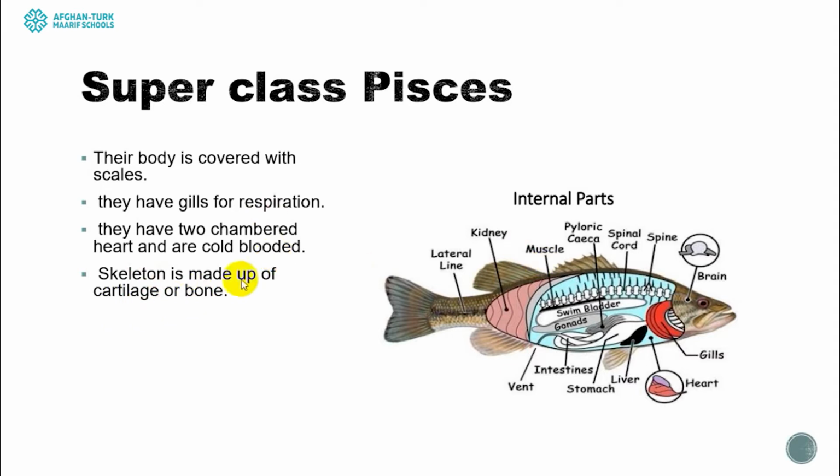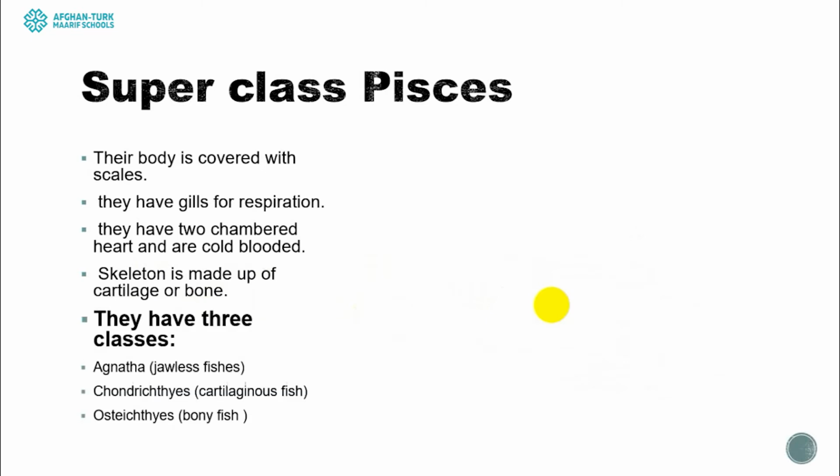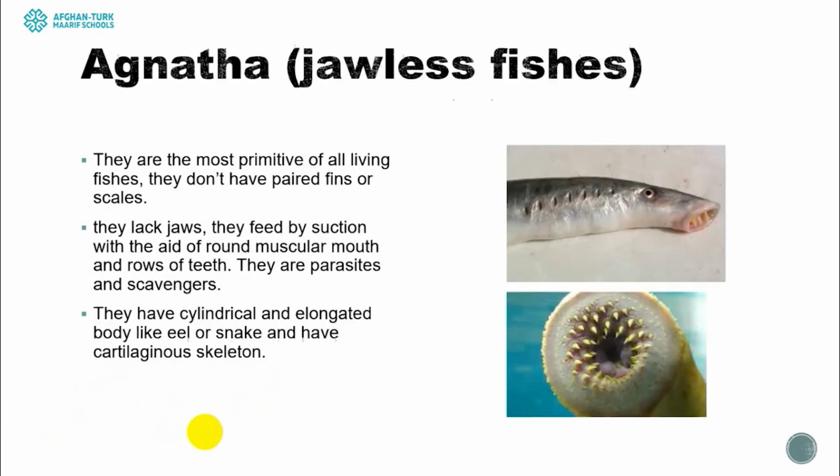Their skeleton is made up of cartilage or bone. They can be cartilaginous or they can be bony fish. According to that, we can classify fish into different classes: Agnatha, jawless fish; Chondrichthyes, cartilaginous fish, fish with a cartilage skeleton; and Osteichthyes, bony fish, fish which got bones as their skeleton. Now we are going to talk about each class specifically, starting with the Agnatha or jawless fish.